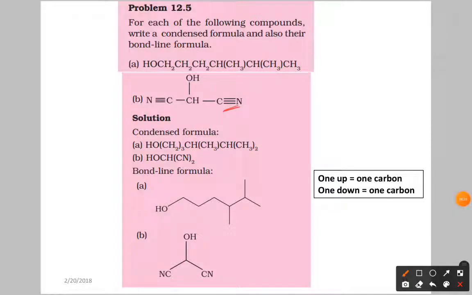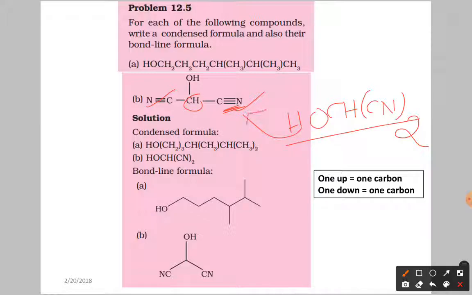Next, for this one, here we have one carbon atom, this is a CH group. Okay, we have the 2 CN groups, which you write as CN with subscript 2. Okay, this is the 2. After that we have one OH group. Okay, this is the condensed formula of this compound.